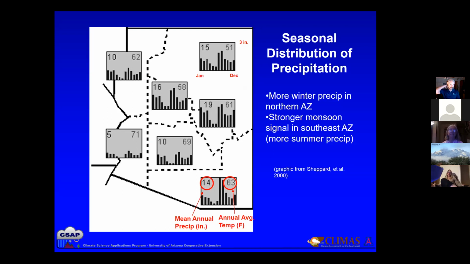So you can kind of scan across this map, and you'll see that the far northern part of the state has a little bit higher bars in the winter and a little bit shorter bars in the summer. You go down to the southeast, and that's the real contrast. It's got decent bars in the winter, but much, much higher bars in the summer.